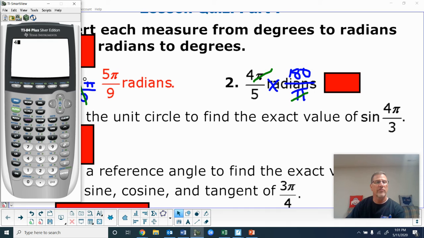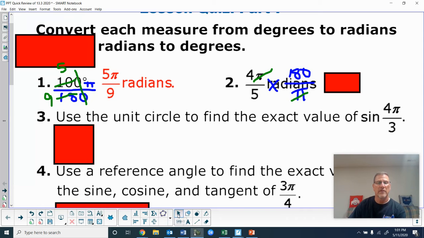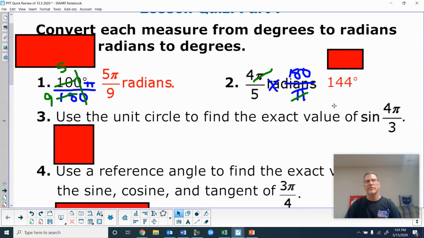All right. 4 times 180 and then divided by 5, which is 144 degrees. We'll just move that, and there's our answer, 144 degrees.